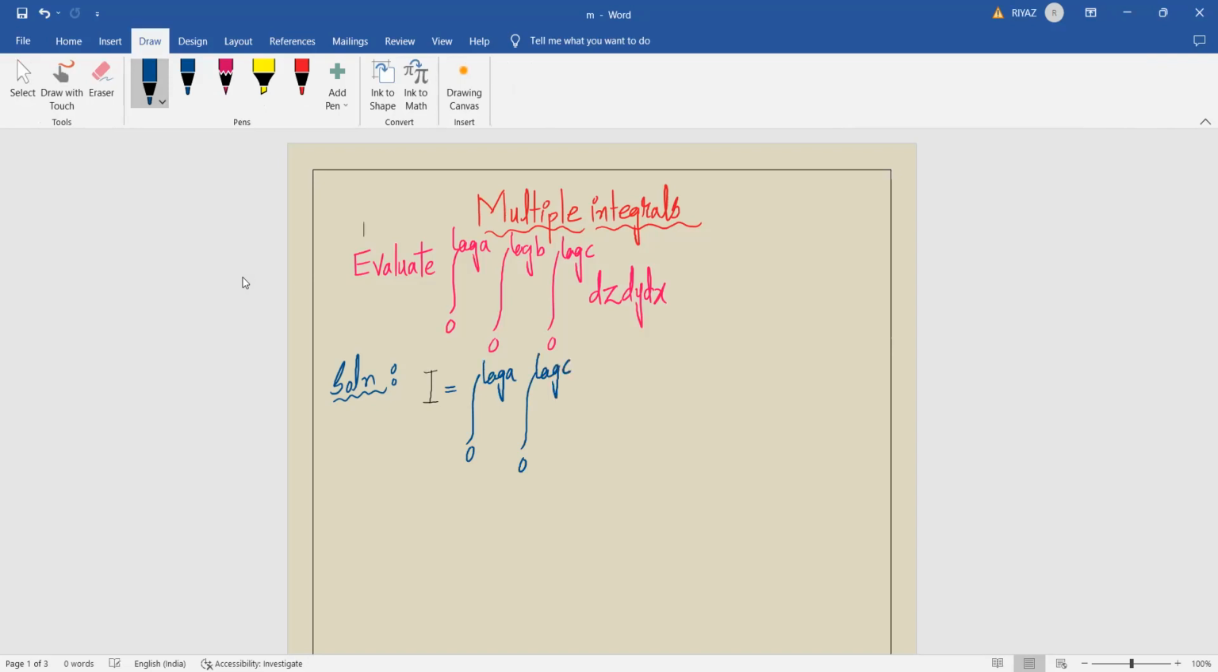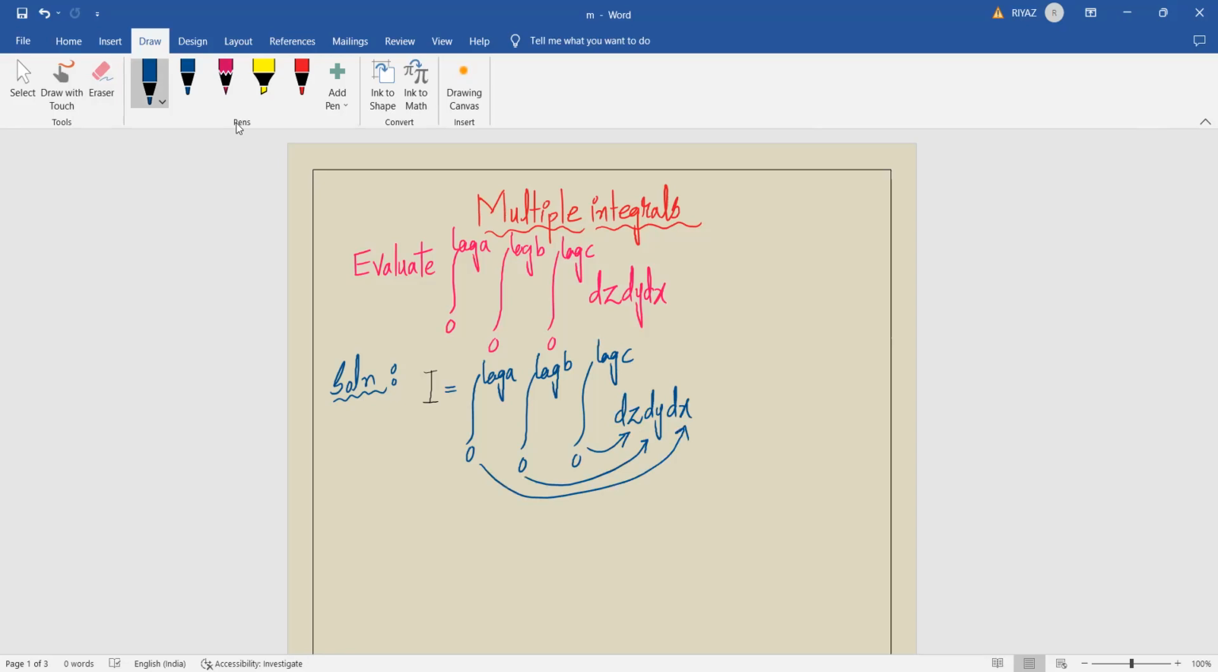But still, if you want to confirm which one is the limit of x and which is the limit of y, I will tell you. The first, inside one, which I am writing now, log integral 0 to c, is the limit of dz. This is the limit of dy, and this is the limit of dx. This is for z, this is for y, and this is for x.